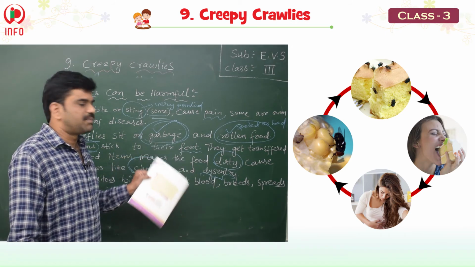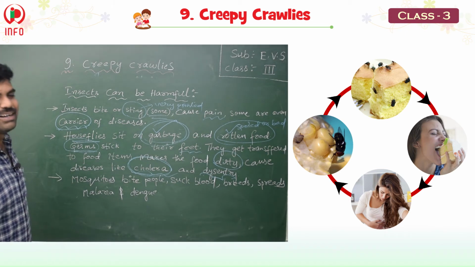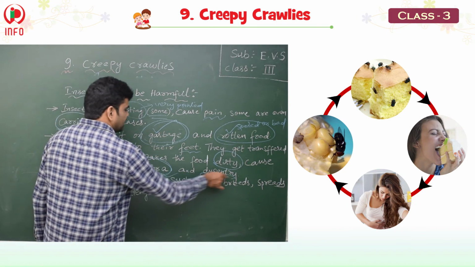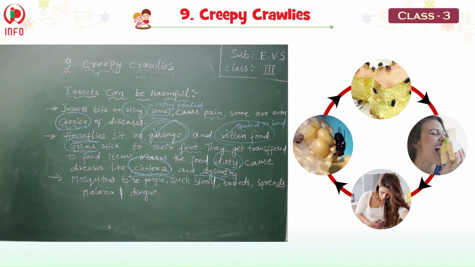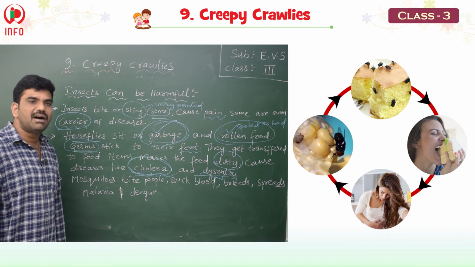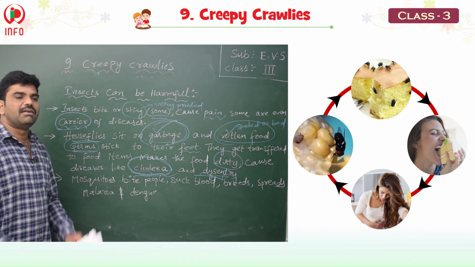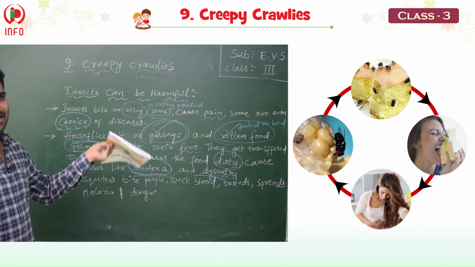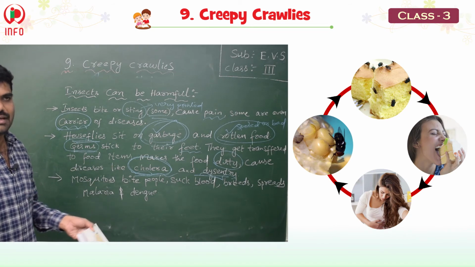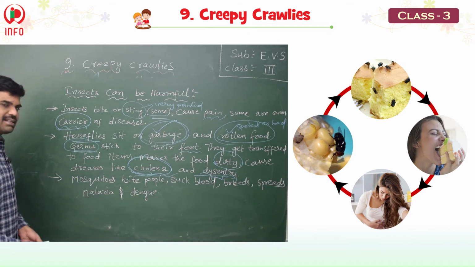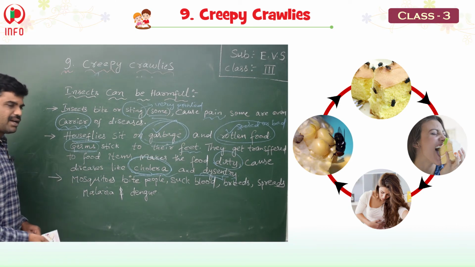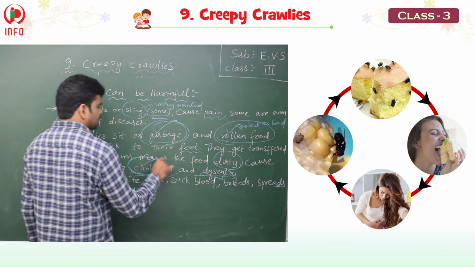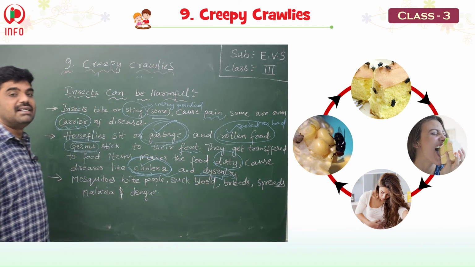These germs will be spread to our food, and the food will become dirty and cause diseases like cholera and dysentery. That is the reason we should cover our food material. If we keep it open, what happens, children? These dirty houseflies, after sitting on the garbage and spoiled food items, will bring the germs to the food material. Without noticing, we will eat it and suffer from diseases like cholera and dysentery.